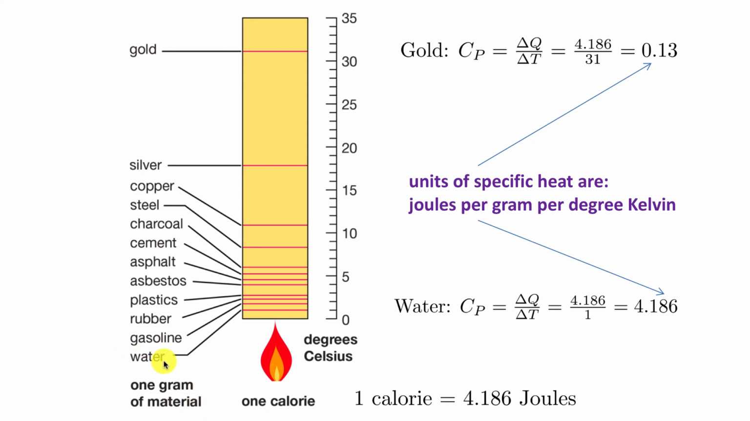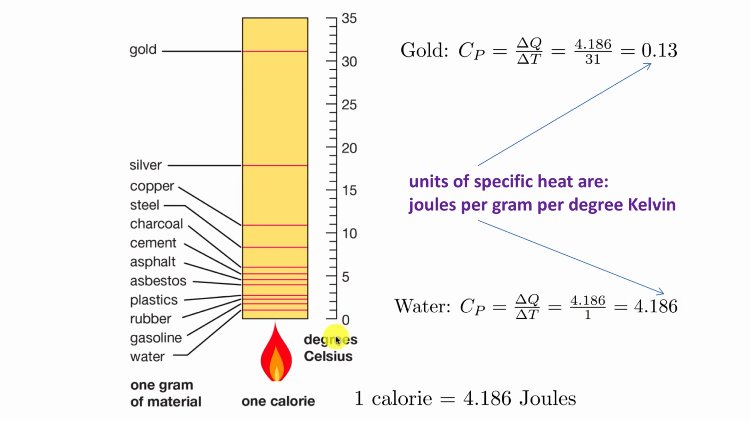So 1 gram of water, when you add 1 calorie to it, then its temperature rises by 1 degree Celsius. In fact, this is why calorie was defined in this particular way. So then, for water, the specific heat at constant pressure is 1 calorie divided by 1 degree Kelvin. Convert that into joules, and this becomes 4.186 joules per degree K per gram of each material.